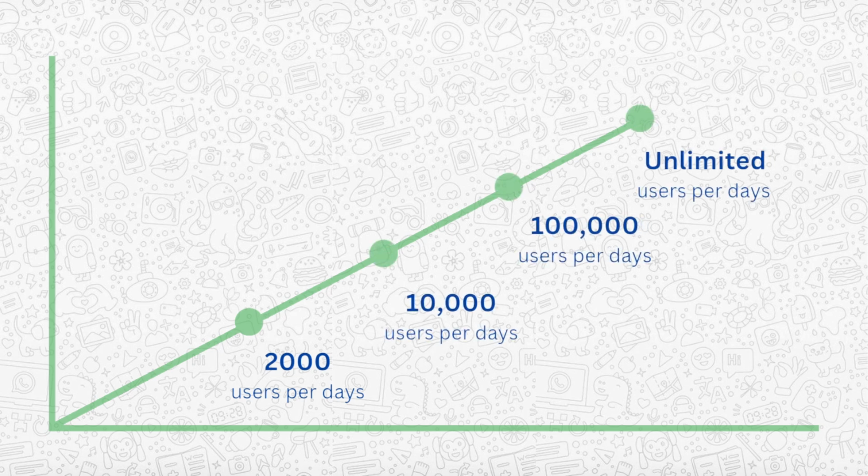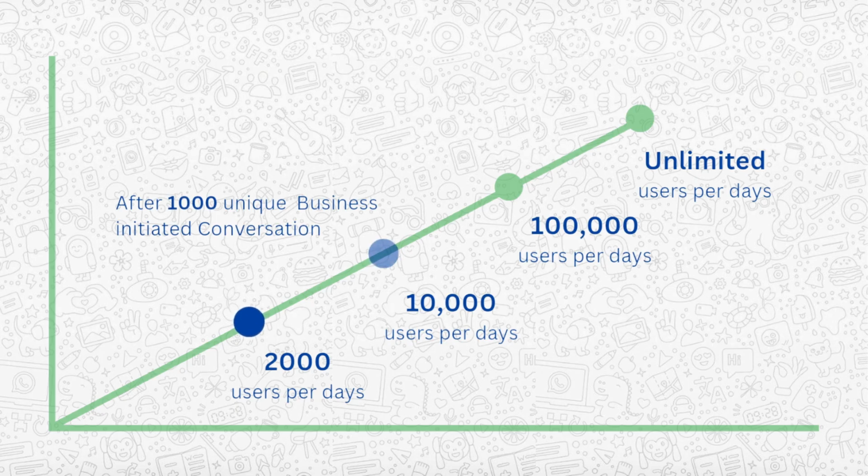Auto-scaling method works like this. For example, let's just think your current limit is 2000 messages. If you need to level it up, you need to start high-quality, business-initiated conversations with 1000 unique customers in a rolling 7-day period. Once you meet all the requirements, your limit will automatically be upgraded. Likewise, you can upgrade your limit up to unlimited messages.